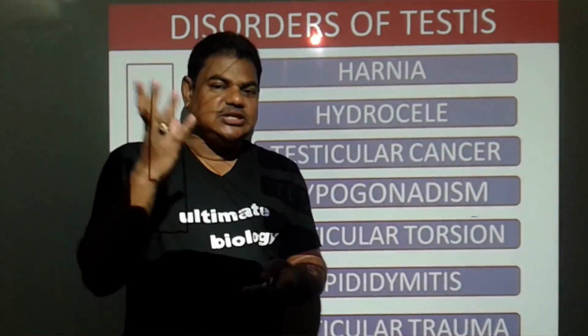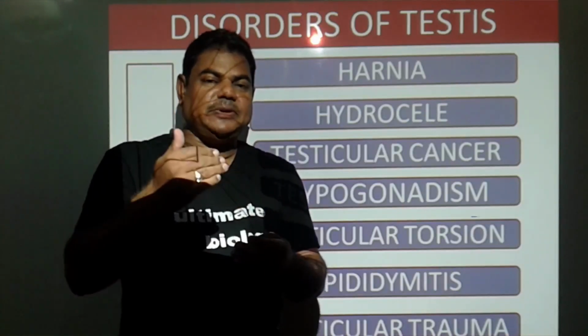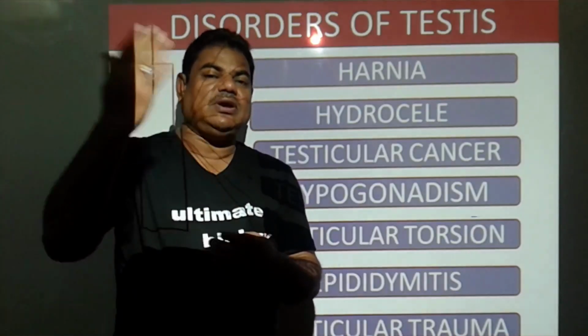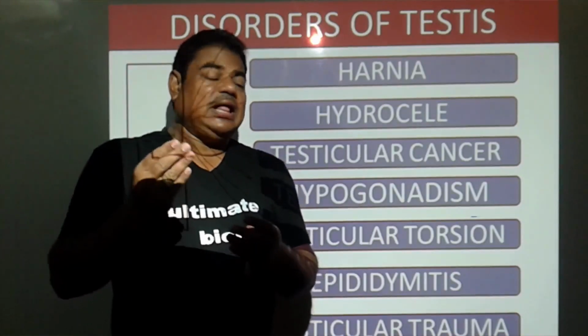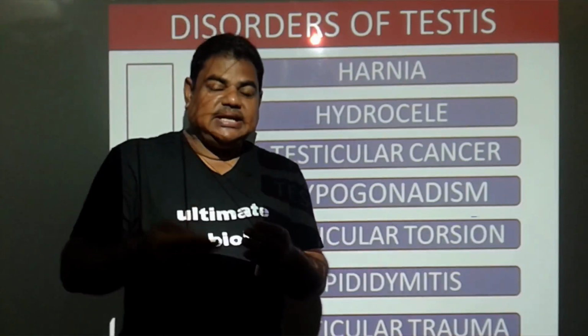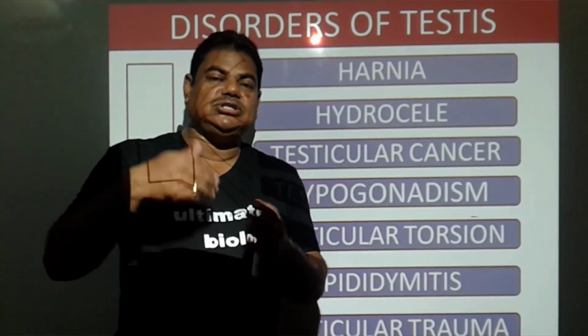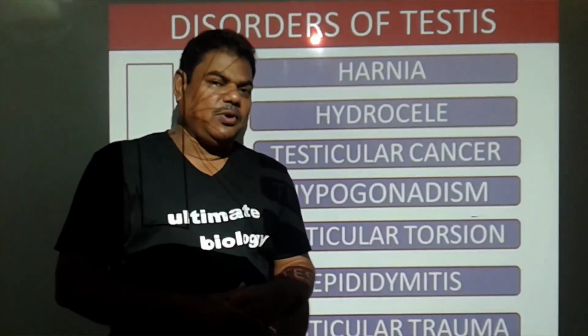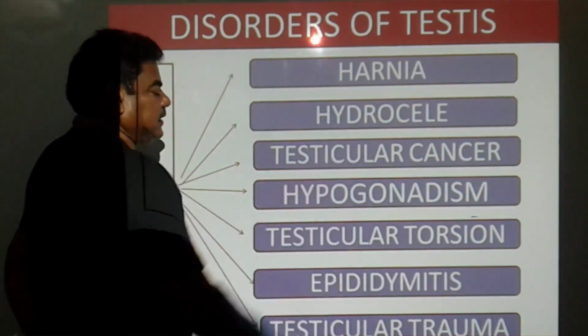Next one is testicular cancer. Cancerous growth takes place in the testes. It may be in the compartment, in the seminiferous tubules, in the rete testis, in the vasa efferentia, or in the epididymis. Uncontrolled and undifferentiated growth takes place and a new formation occurs, leading to cancer. It totally affects the production of sperm and leads to sterility. That is testicular cancer.